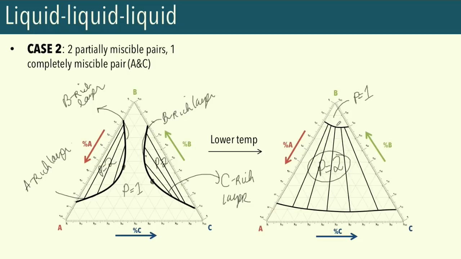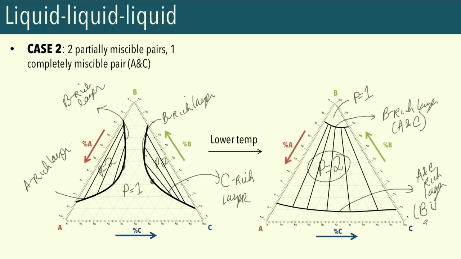This line over here represents a B-rich layer. So we have A and C dissolved in our B-rich layer. B here acts as a solvent. Along this line, however, note that A and C are completely miscible with one another, right? So these particular compositions represent an A and C-rich layer. B is dissolved in this particular solvent here, A and C.